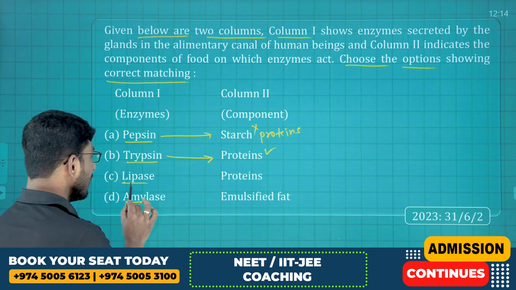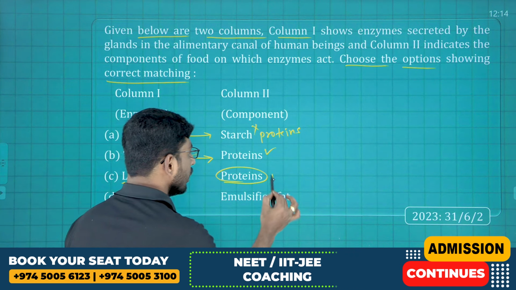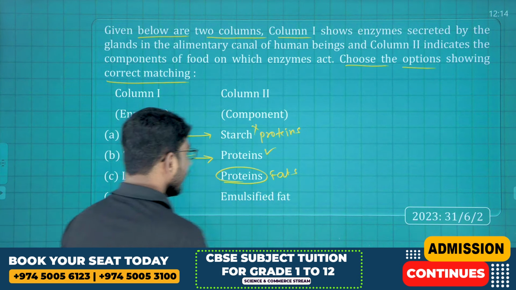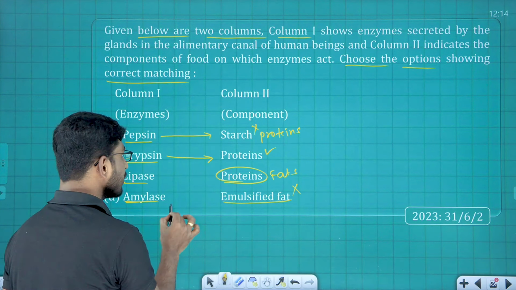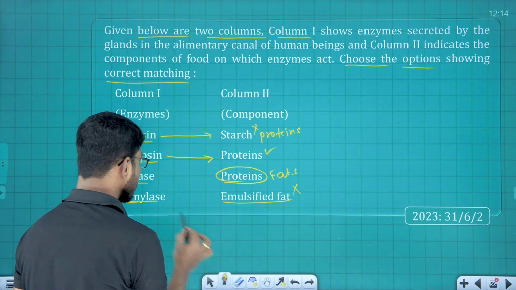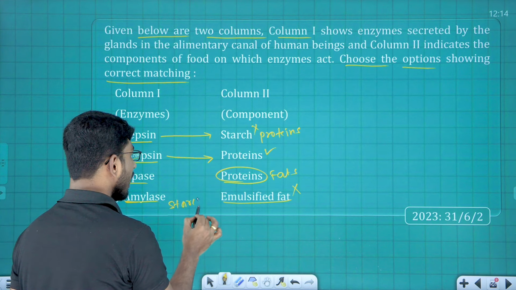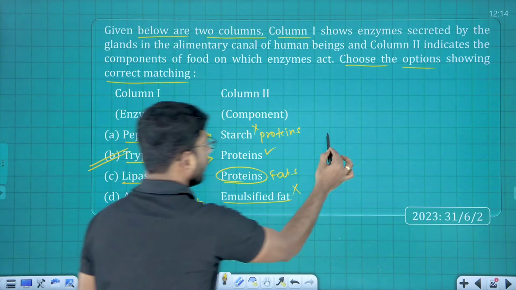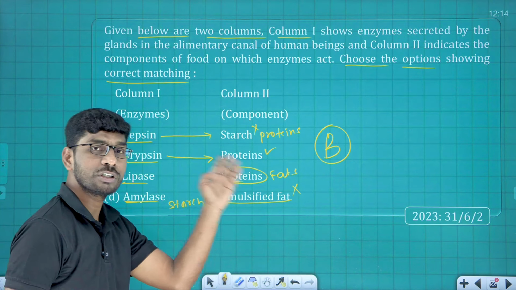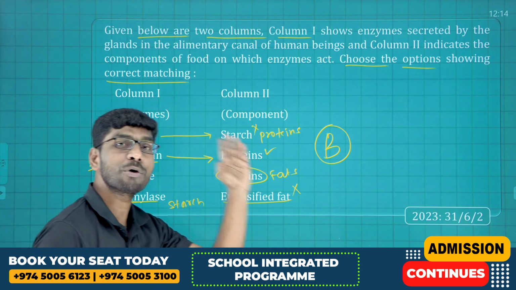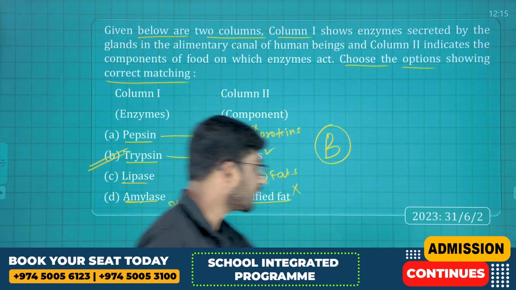Correct? Now, lipase on proteins? No. Lipase acts on fats. Next, amylase on emulsified fat? No. Amylase acts on carbohydrates, or we can write starch. So, the correct answer is option B, starch. Trypsinogen to protein. Correct? Next question.